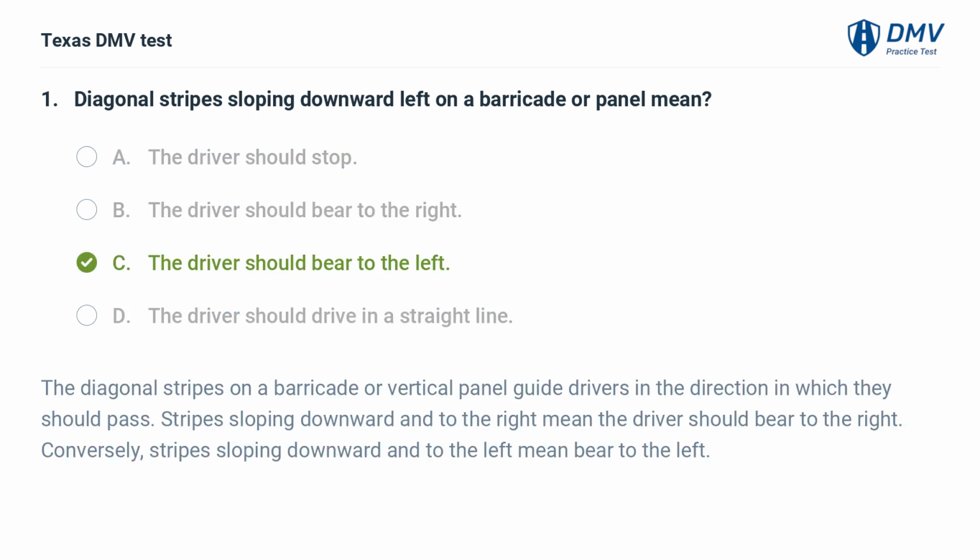C. The driver should bear to the left. The diagonal stripes on a barricade or vertical panel guide drivers in the direction in which they should pass. Stripes sloping downward and to the right mean the driver should bear to the right. Conversely, stripes sloping downward and to the left mean bear to the left.